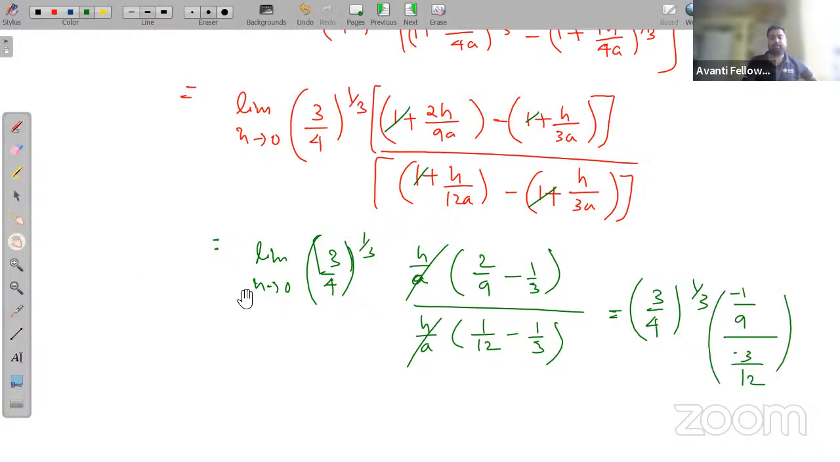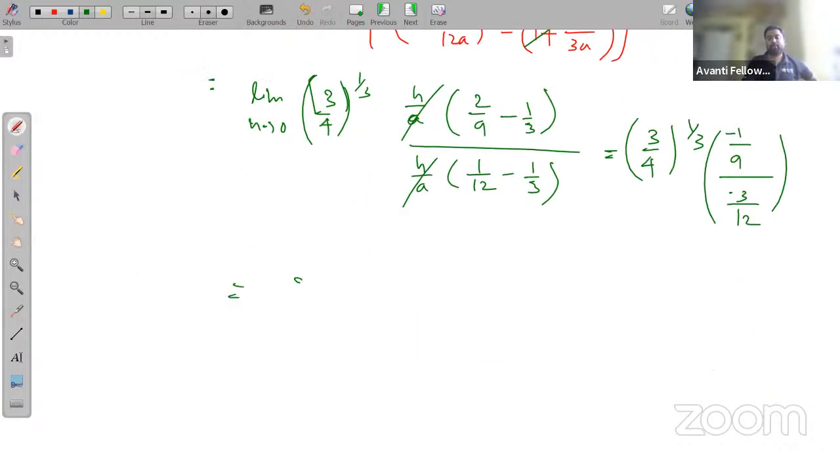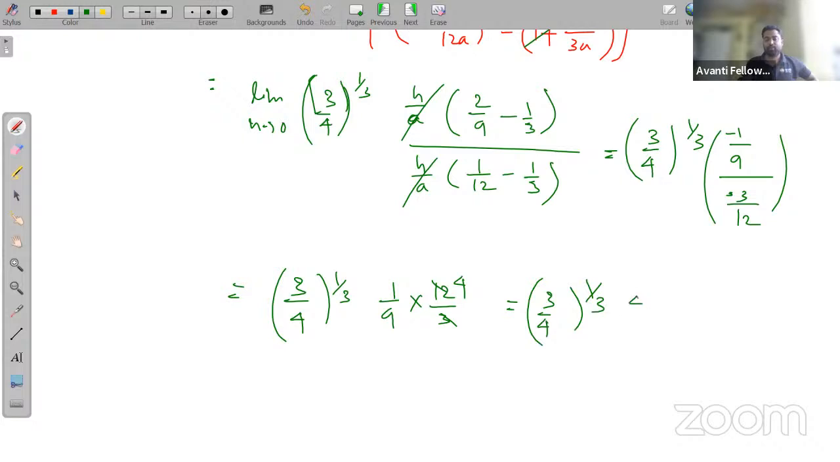So finally the answer will be (3 by 4)^(1/3) into, the minus will be cancelled out, 1 by 9 into 12 by 3, so this will be 4. So (3 by 4)^(1/3) into 4 by 9. This becomes 3^(1/3) upon 3 square into 4 by 4^(1/3).